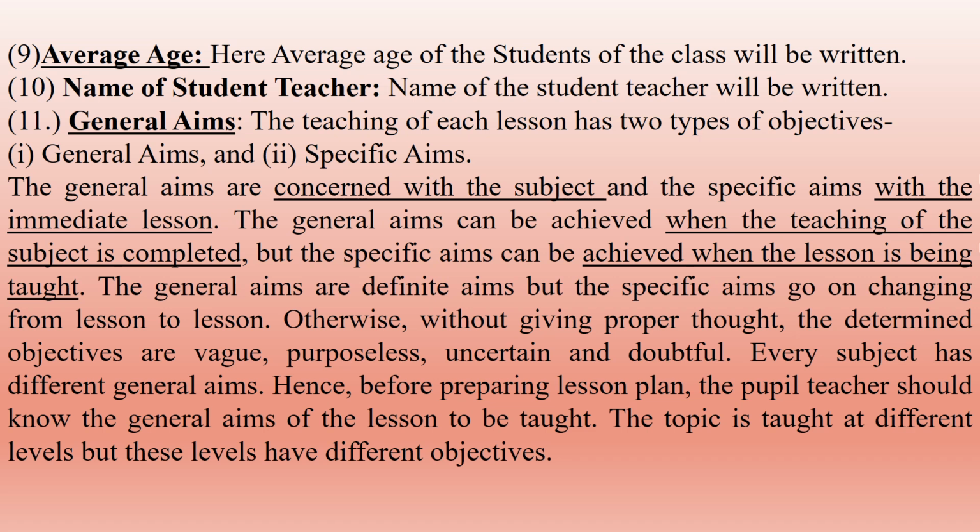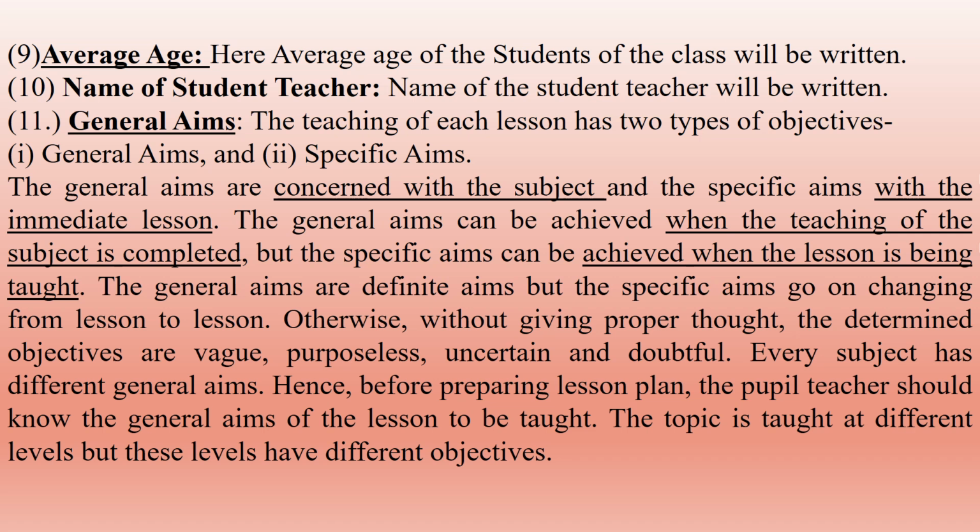While determining the aims, the pupil teacher should keep in mind the objectives of education and they must give thought to the content. Otherwise, without giving proper thought, the determined objectives are vague, purposeless, uncertain, and doubtful. Every subject has different general aims. Hence, before preparing a lesson plan, the pupil teacher should know the general aims of the lesson to be taught. The different school subjects have their own general objectives. The topic is taught at different levels, but these levels have different objectives.